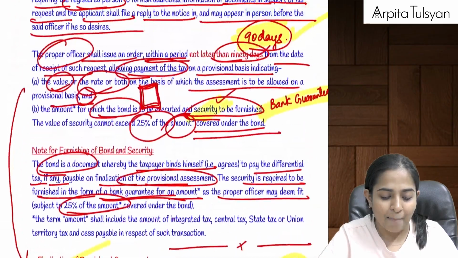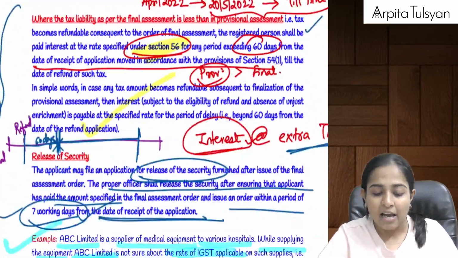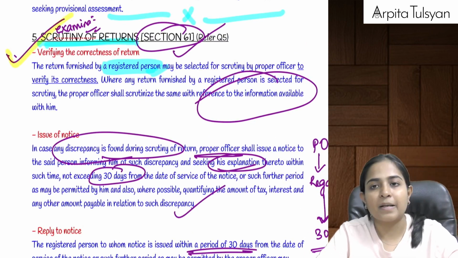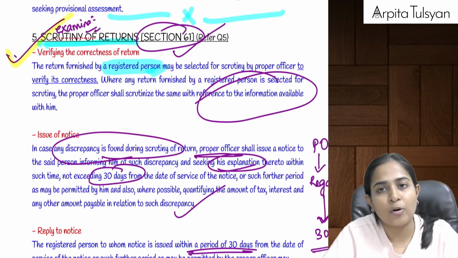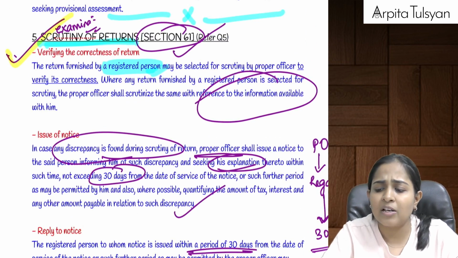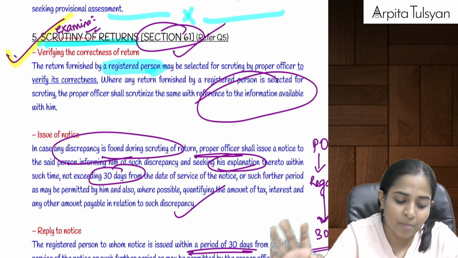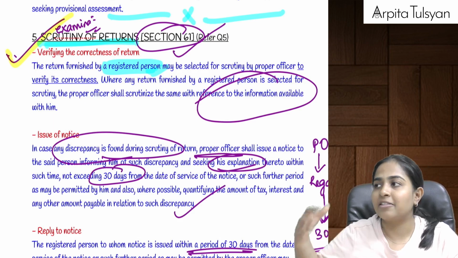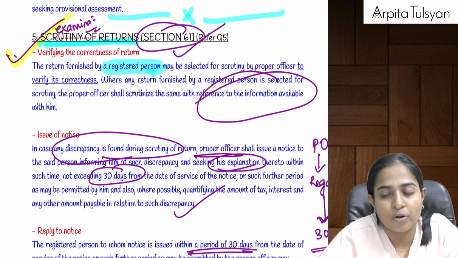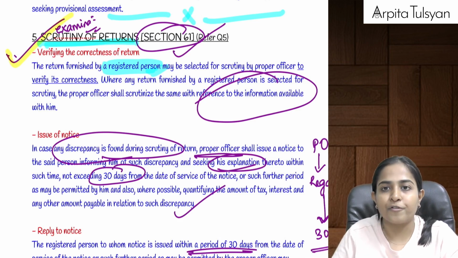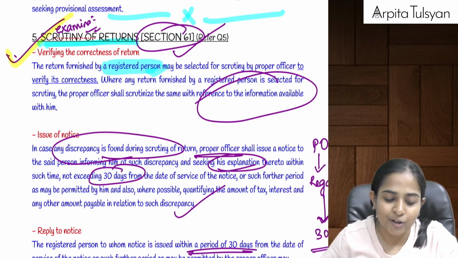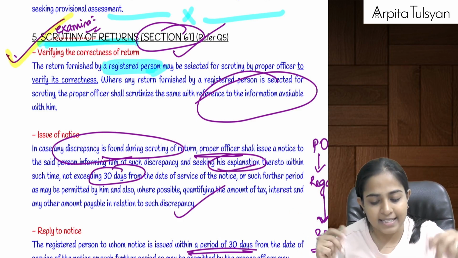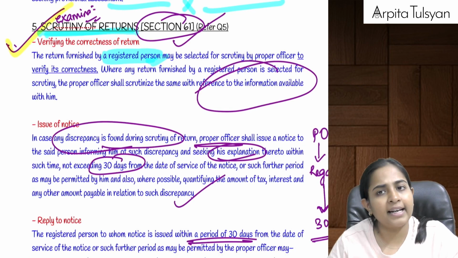Yes, this was all about our provisional assessment and final assessment. Okay, the next section which comes up here is section 61, which talks about scrutiny of returns. This is a normal case. Whenever a registered person has submitted returns on the GST portal, the proper officer can select some returns for scrutiny, to verify whether the return is correct or not. If it is correct, no problem.